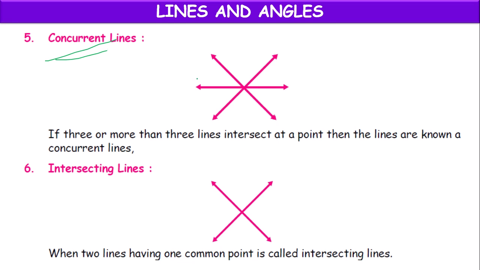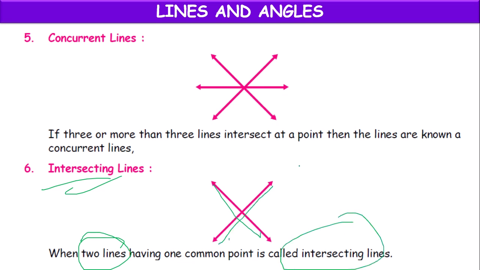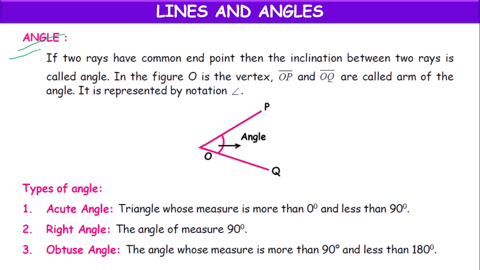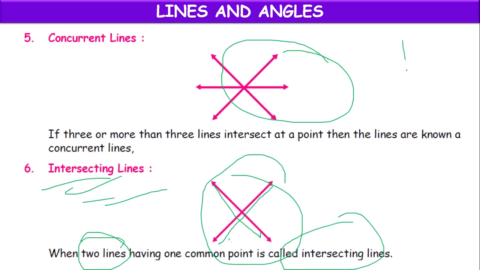Next, concurrent lines. If 3 or more lines intersect at a common point, then they are known as concurrent lines, and that point is known as the point of concurrence. Intersecting lines: when 2 lines have one common point, they are called intersecting lines. If you have only 2 lines, they are intersecting lines. Two lines that never intersect, even if extended in any direction, are called parallel lines.